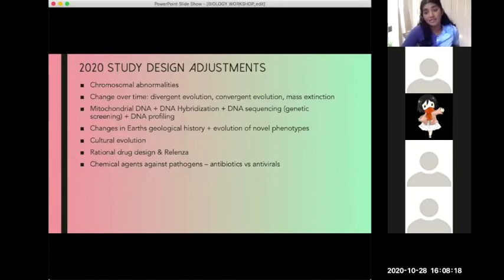Things like DNA hybridization, sequencing, and profiling have also been removed. Things like cultural evolution, changes in geological history, rational drug design, and Relenza. Relenza is an antiviral drug that's been taken out, but there are some questions where they ask you to compare antiviral drugs to vaccinations, and obviously they can't ask you about that this year, but what they can do is compare antibiotics to vaccinations, right?